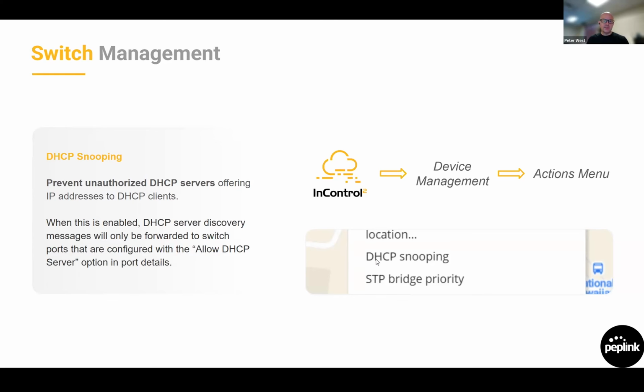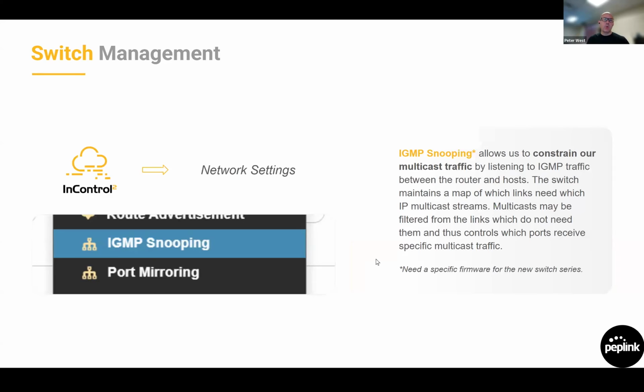Once you turn on DHCP snooping, each port can be trusted. Once you turn it on at the port level, you can set whether it's trusted or untrusted, but you've got to turn it on first. IGMP snooping and port mirroring are under the network settings menu. So under group settings, network settings, IGMP snooping and port mirroring.